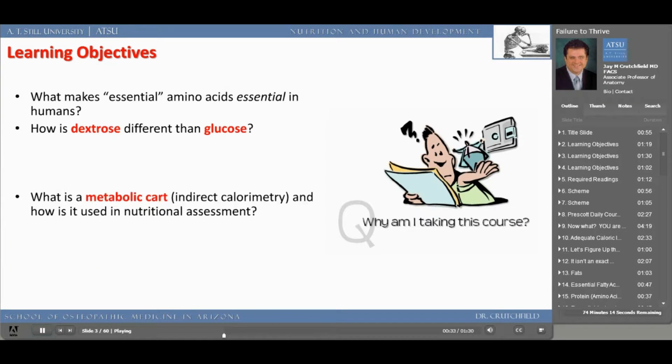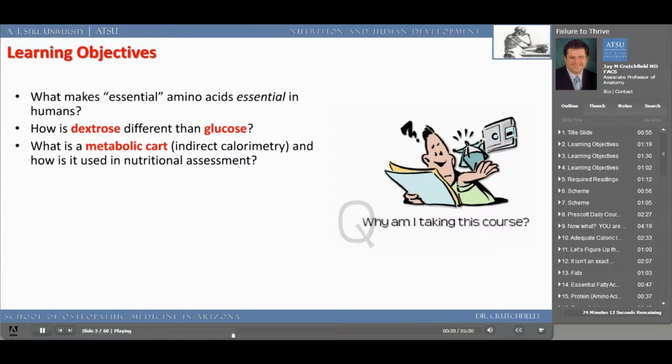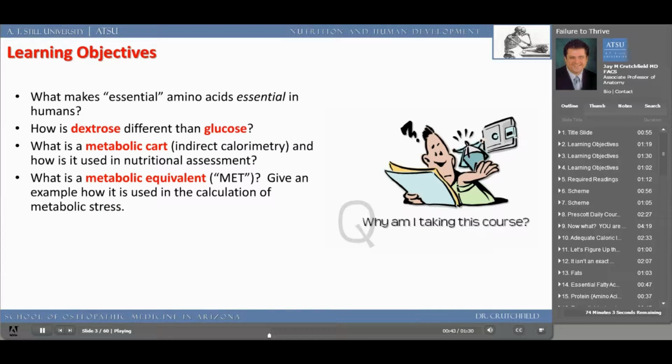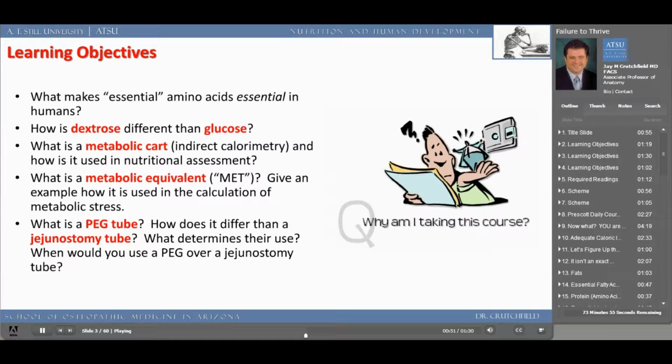What is indirect calorimetry, or commonly known as a metabolic cart? And how is it used in nutritional assessment? What is a metabolic equivalent, commonly known as a MET? And give an example of how that's used in the calculation of metabolic stress. What is a PEG tube, a percutaneous endoscopic gastrostomy tube? And how does that differ from a jejunostomy tube? And why would you use one over the other?